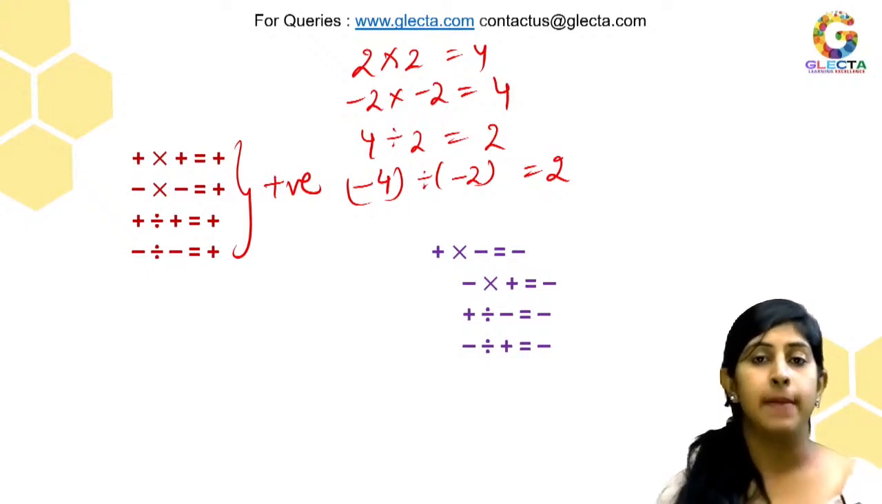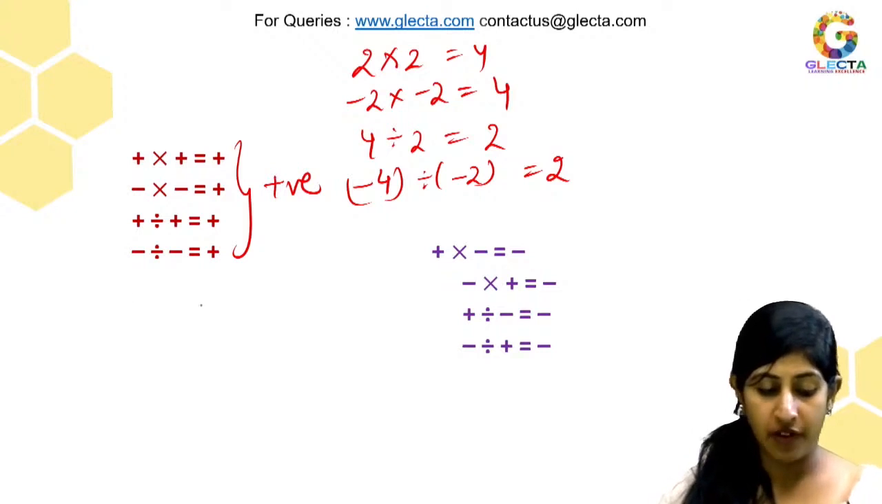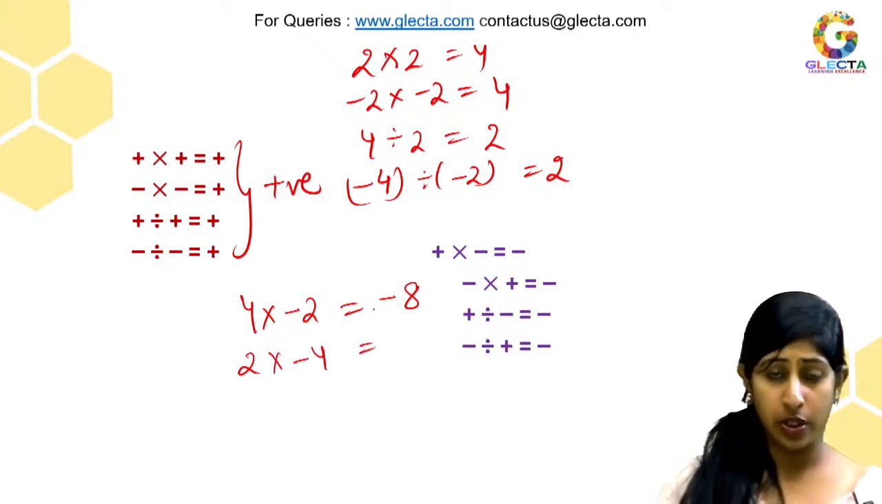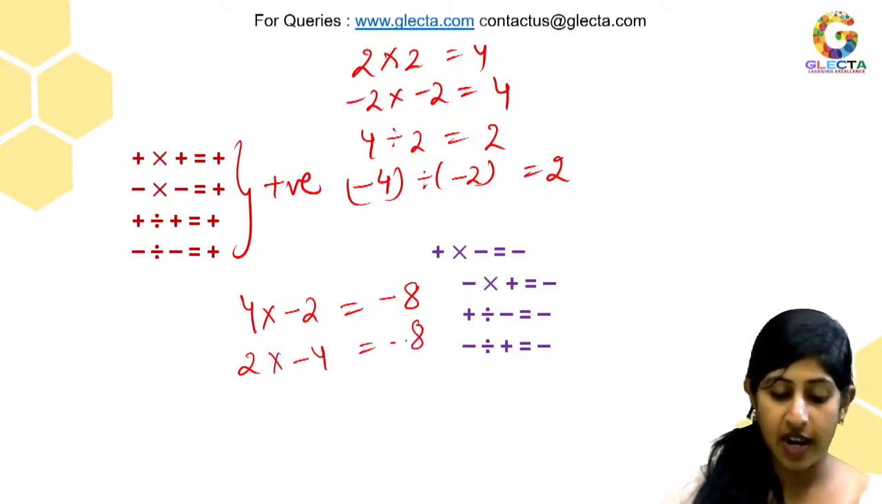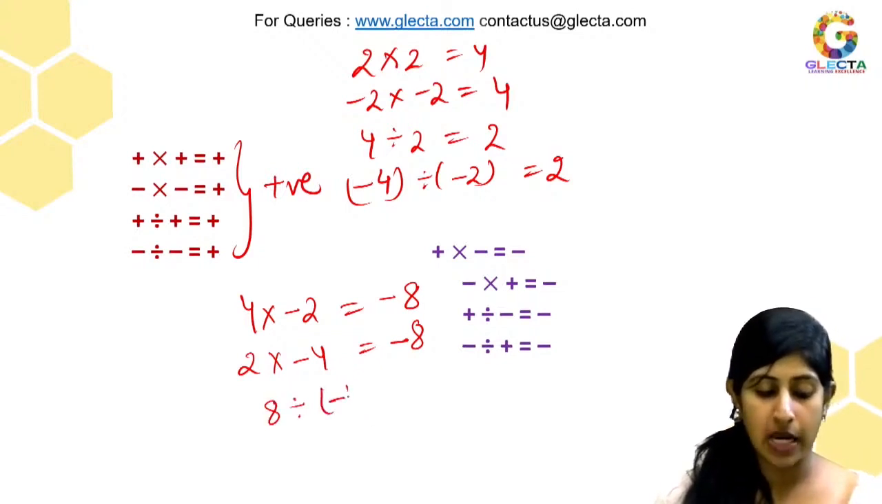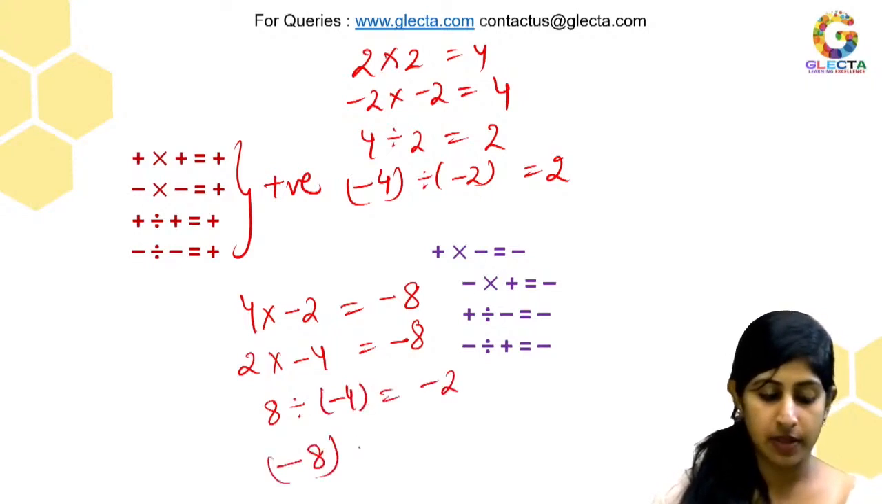Then in that case, my answer is always going to be negative. For example, if I'm doing 4 into minus 2, that will give me minus 8. Or if I'm doing 2 into minus 4, again 2 into 4 is 8 and I have one negative sign, that means minus 8. Similar is the rule for division. 8 divided by minus 4 is minus 2. Also minus 8 divided by 4 is minus 2.